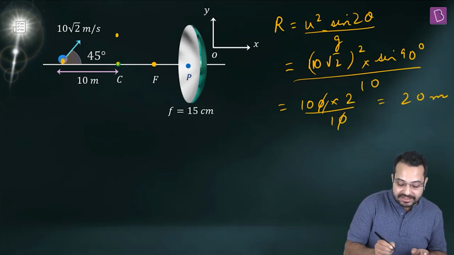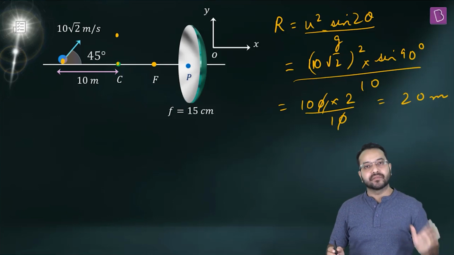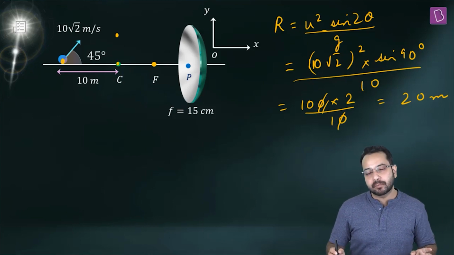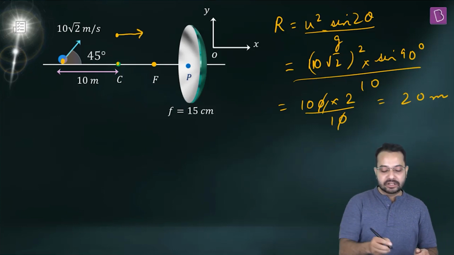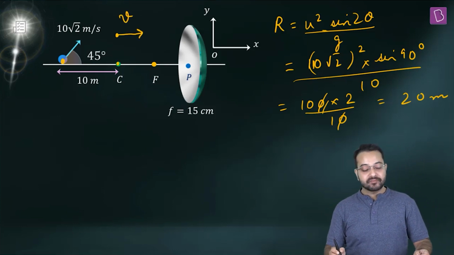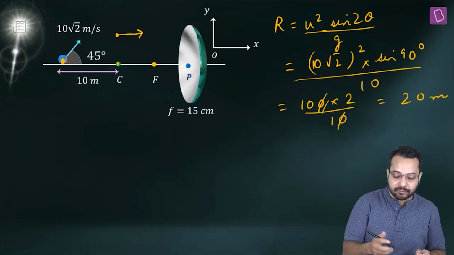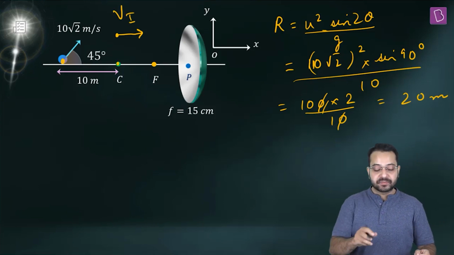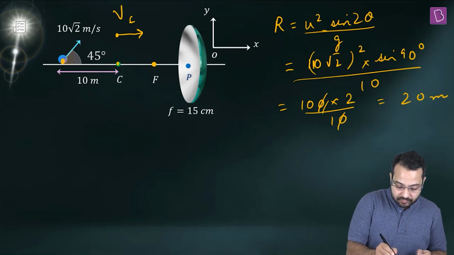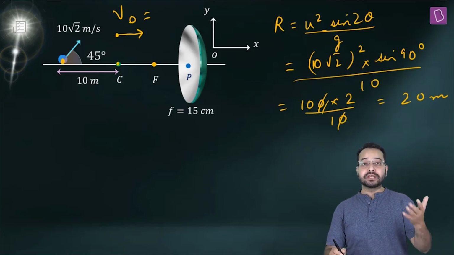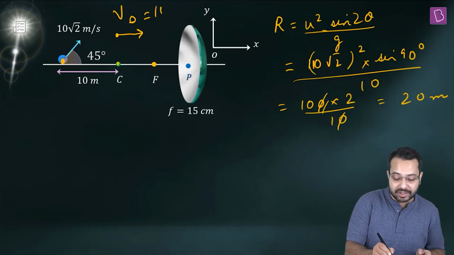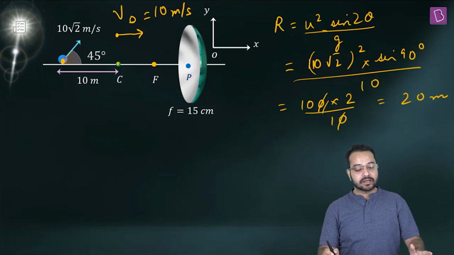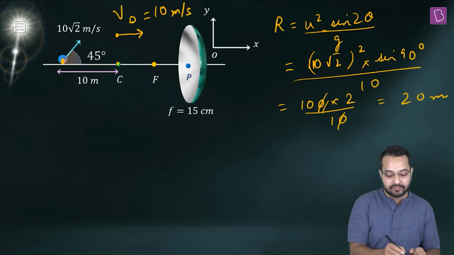So we know that the center of curvature is at the middle of the range, and at the middle of the range the particle is at its highest position and its only velocity is the horizontal velocity. What is that horizontal velocity? I am going to call that the velocity of the object. And what is that velocity? It is going to be u cos 45 degree. So 10 root 2 cos 45 degree is simply going to give me 10 meter per second. Is that correct? So now it becomes very simple how to calculate the velocity of the image.